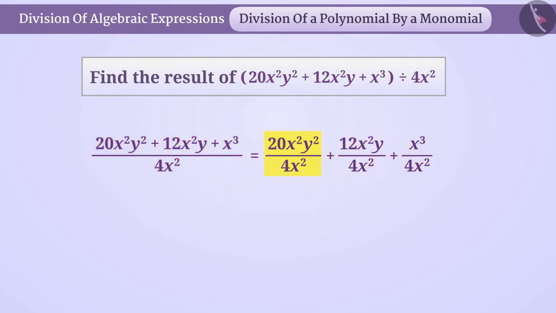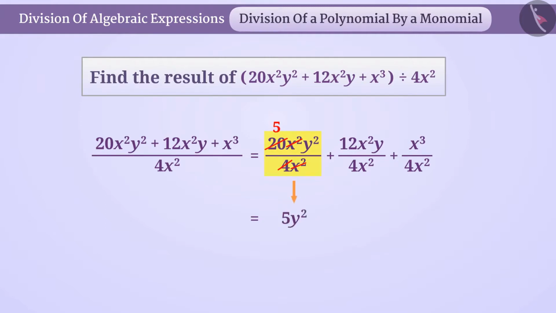In 20x square y square divided by 4x square, when 20 is divided by 4, the result is 5. Similarly, you can cancel x square in both numerator and denominator. In this way, we will get 5y square from the first term.